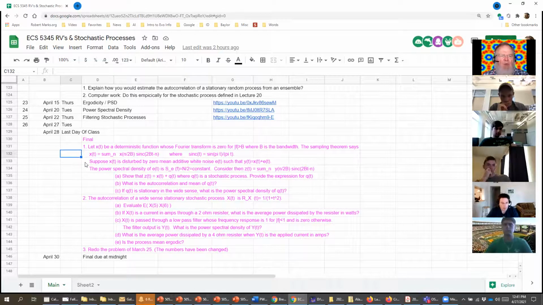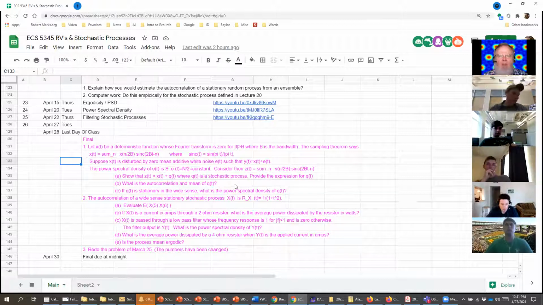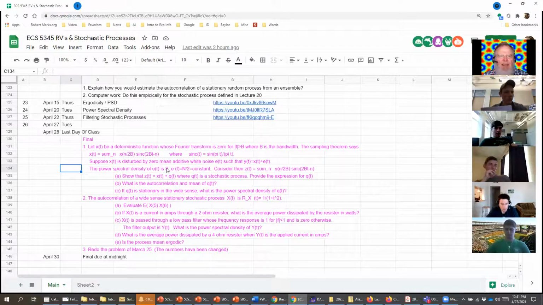And so I'm going to ask you the question here. Suppose x of t is disturbed by zero mean additive white noise, E of t, and you have this new signal, y of t is equal to x of t plus E of t. This is a common model for adding noise to deterministic processes. So you have what you want, and then you have the noise, and y of t is what you get. So the power spectral density of the noise is S sub E of f, and it is equal to a constant because it's white noise.